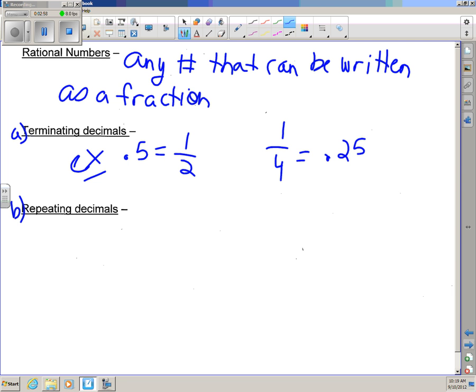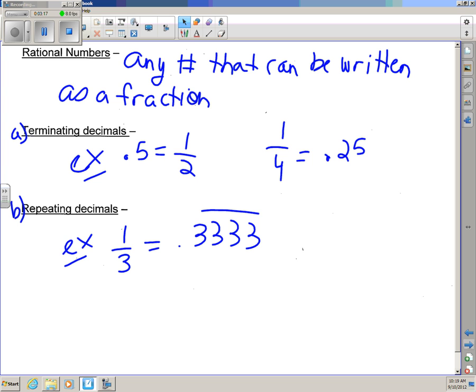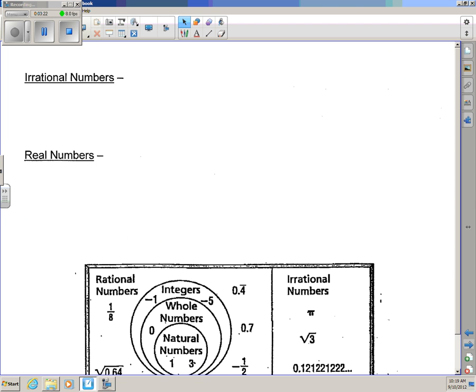Repeating decimals are the same idea. If you think about a number that can be written as a fraction, which makes it rational, 1/3, well, that's a repeating decimal. That's 0.33333, and so on. So terminating and repeating decimals are just types of rational numbers. And remember, rational numbers are anything that can be written as a fraction. So if you're not rational, then you are irrational. Irrational numbers happen to be decimal numbers that neither terminate nor repeat.